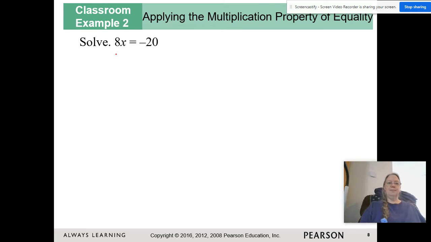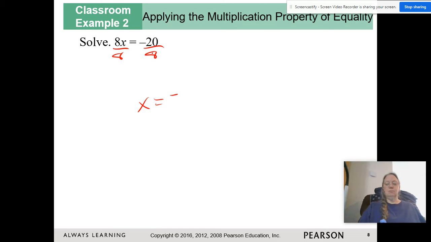So, same thing with this one. We have 8 times x. So to get the x by itself, we're going to divide both sides by 8. Now, something that I want to mention, this is really important.